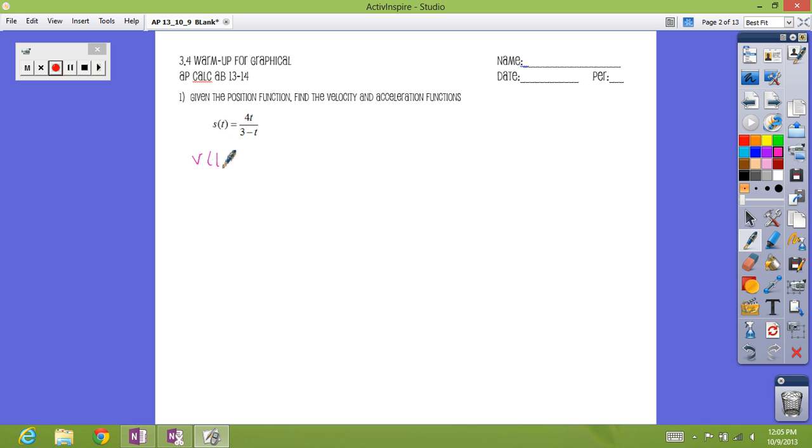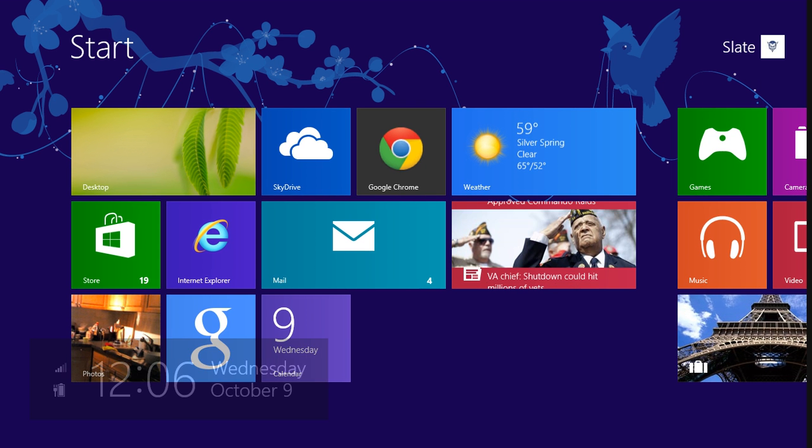Starting off, the velocity, I would be doing a quotient rule, so the derivative of the high is 4, the derivative of the low is -1. So, low, d of high minus high, d of low, all over low squared. So we get, oopsie, that happens a lot, sorry.